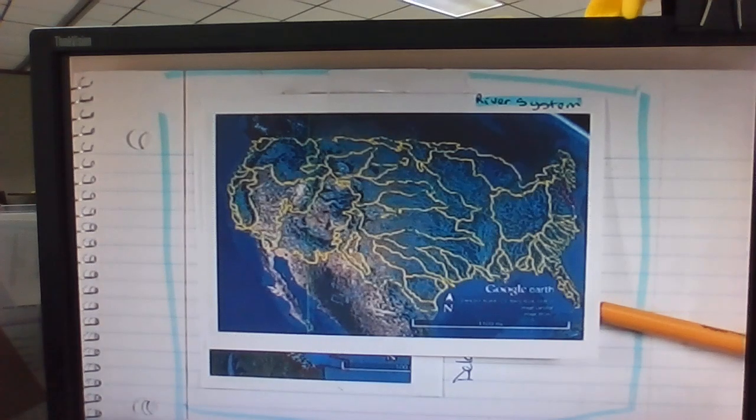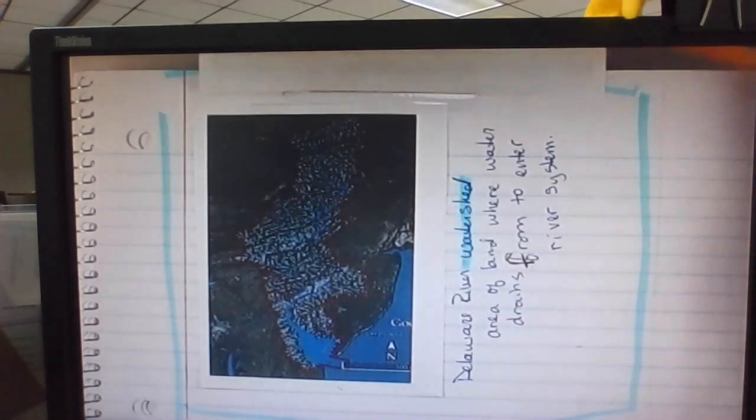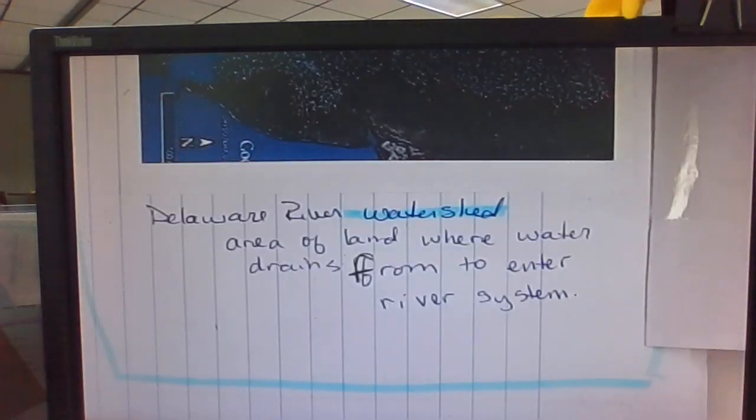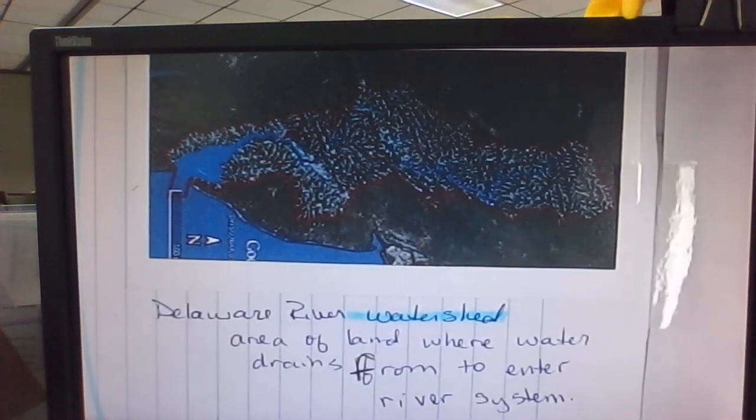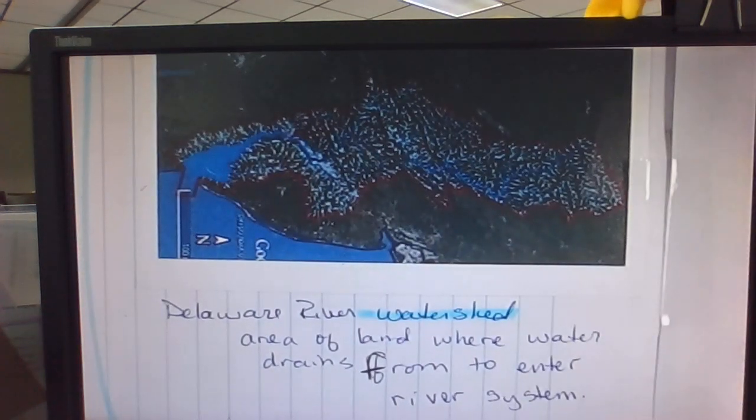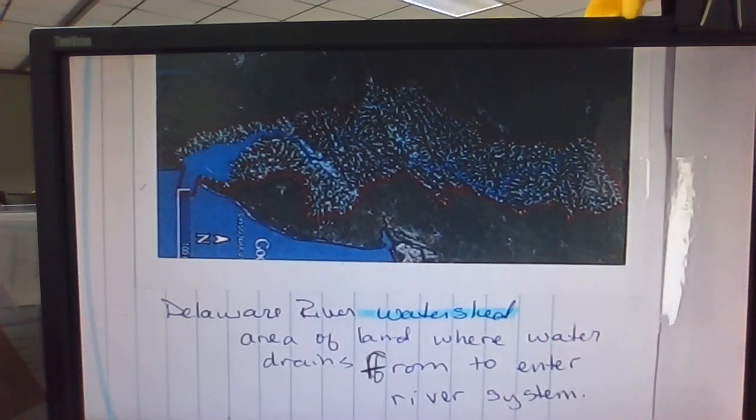The picture underneath represents one of the major watersheds, and it's the Delaware River watershed. So this is the area of land where water is draining into that Delaware River, into that river system. So this happens to be the Delaware River watershed. It's an area of land where water drains from to enter the river system.